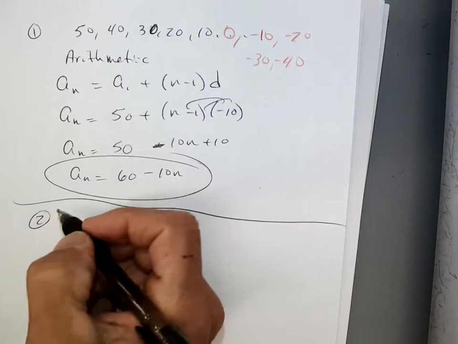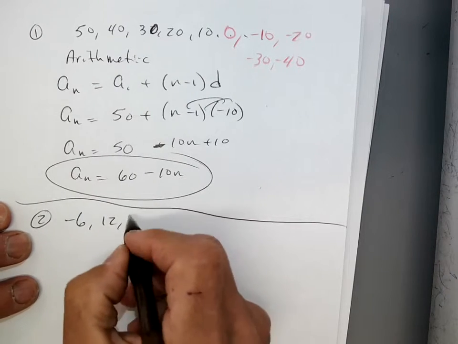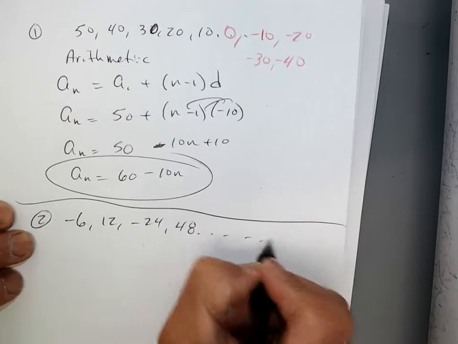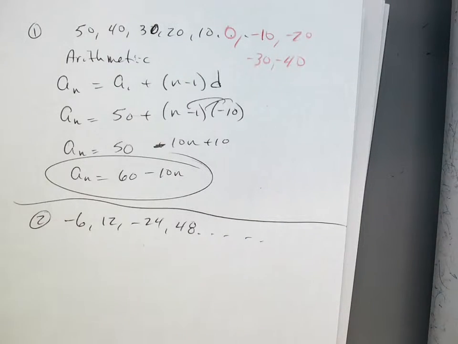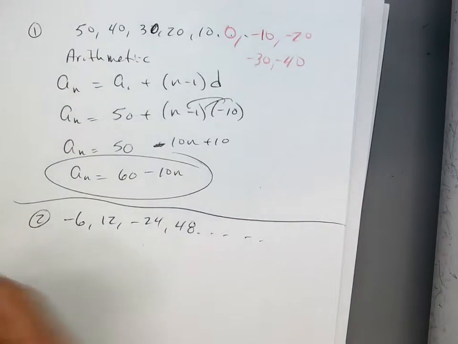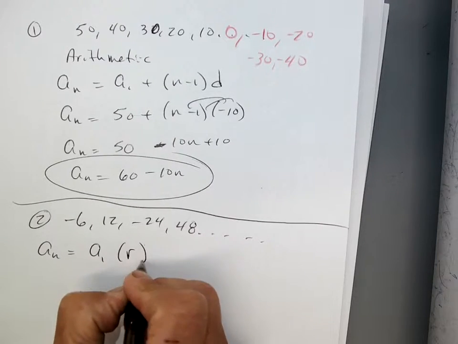Number 2, I'll write it down while I'm waiting for you. Negative 6, 12, negative 24, 48, ... Okay, same question: arithmetic or geometric? It's geometric, right? So again, let me write down my geometric formula. Here's my formula for geometric: a of n equals a1 times r to the n minus 1 power.